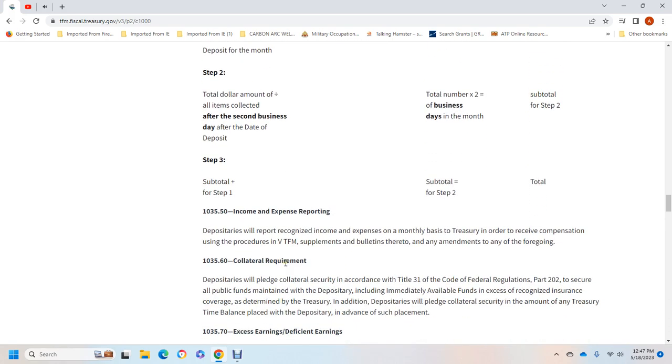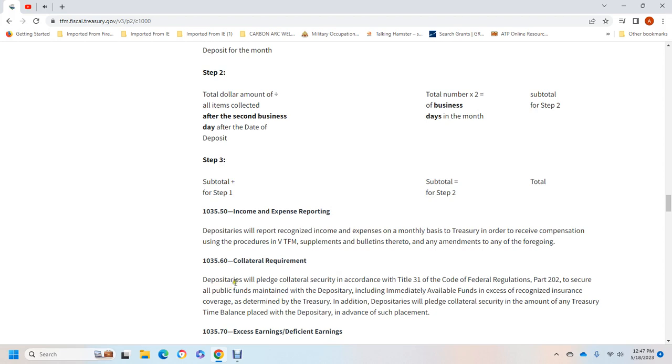Alright, 1035.50, income and expense reporting. The depository will report recognized income and expense on a monthly basis to the Treasury in order to receive compensation under the user procedures, Treasury Financial Manual, supplements, bulletins, and any amendments to any of the foregoing.